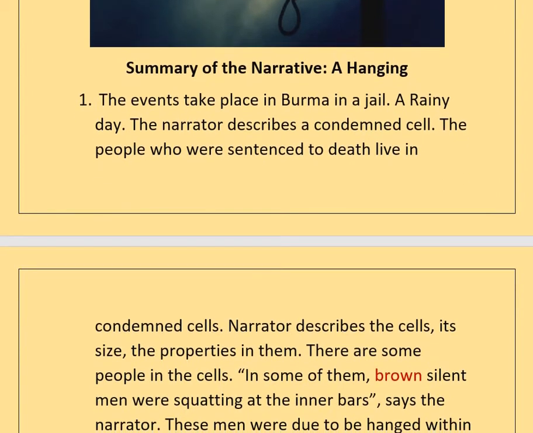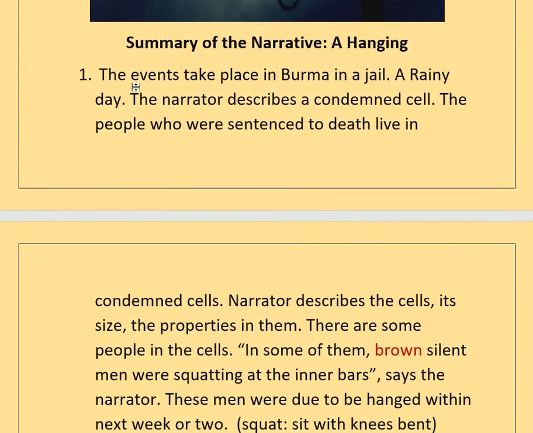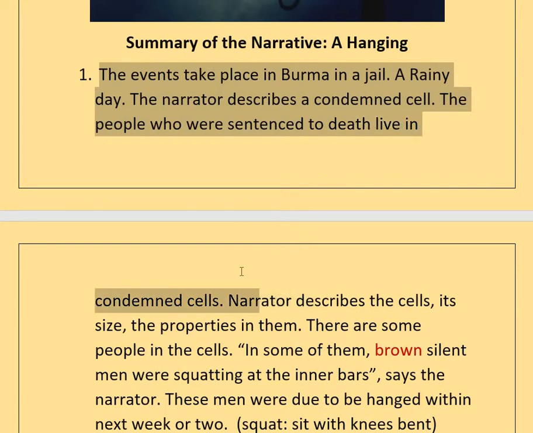Numbers are given according to the paragraph. 1. The events take place in Burma in a jail, a rainy day. The narrator describes a condemned cell. The people who were sentenced to death live in condemned cells. Narrator describes the cells, its size, the properties in them.